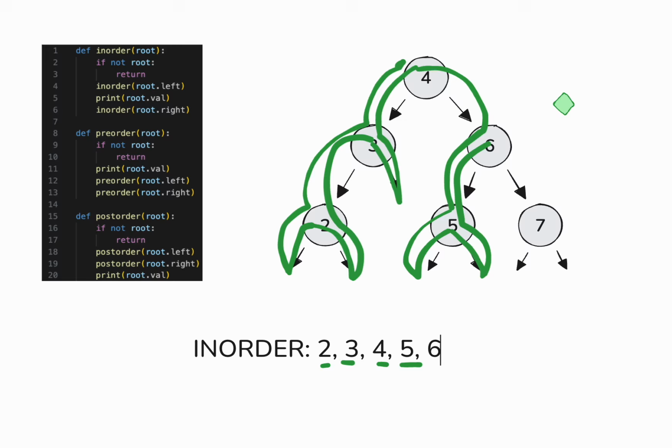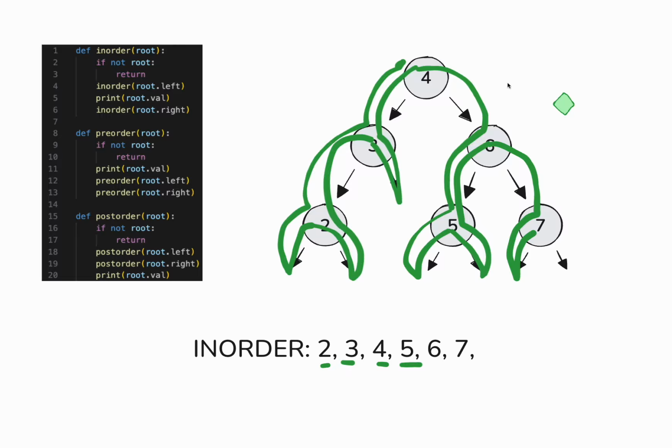So process the 6. Okay. So now we'll go down the right side of 6. Okay, we've never seen this node before, so we're going to go left, kick back up, process the 7.